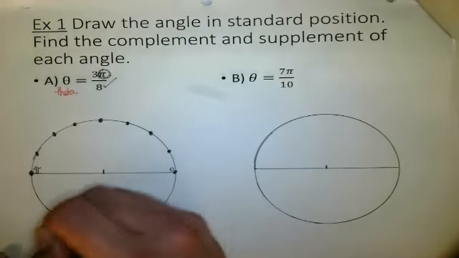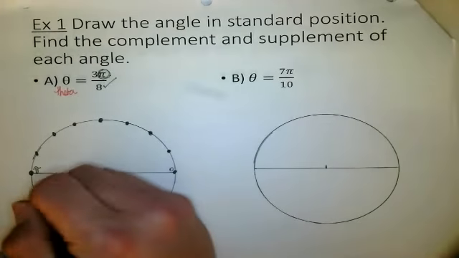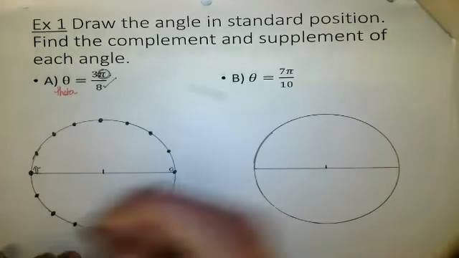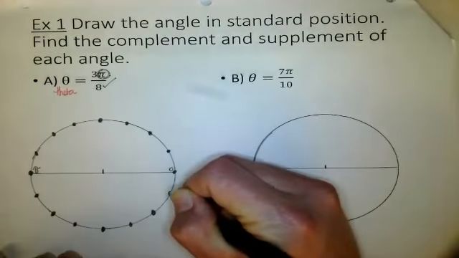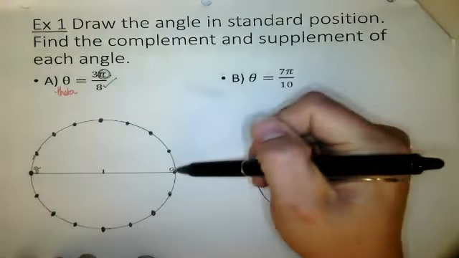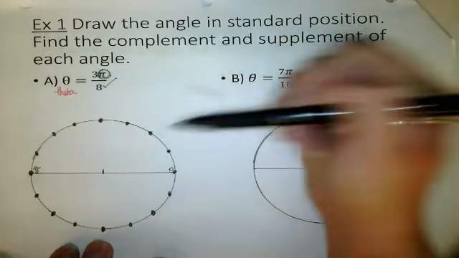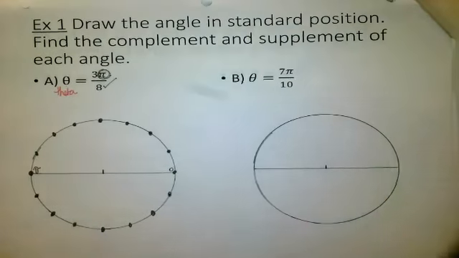So how many wedges get you all the way around? 16. So you got to count the spaces. There's 1 space here, 2 spaces. Yeah, count the spaces, not the dots.